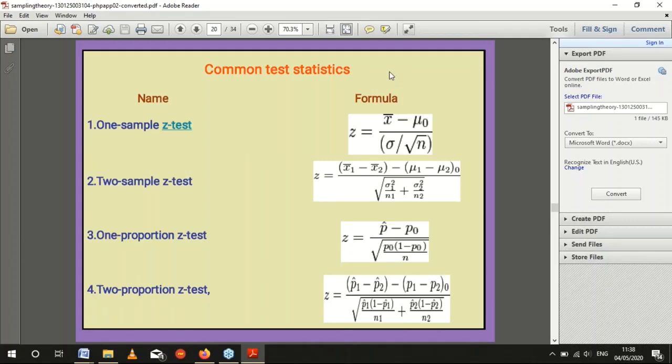Now let's talk about the critical value. The critical value for a hypothesis test is a threshold to which the value of the test statistic in a sample is compared to determine whether or not the null hypothesis is rejected.